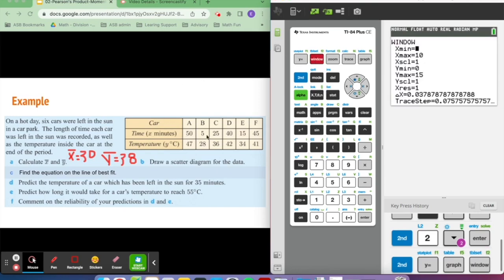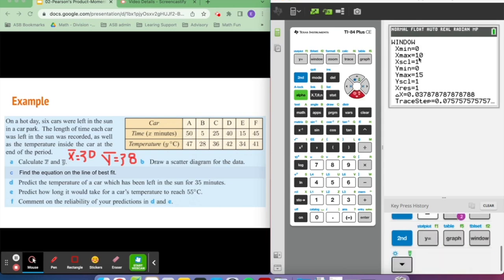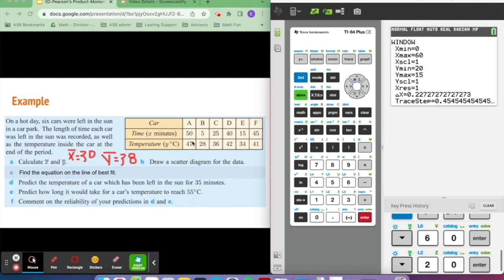Let's look at our x values. My smallest x seems to be 5, and my biggest x seems to be 50. So 0 is appropriate for the minimum, but I need to make the maximum something bigger than 50, so let's say 60. Next, let's look at our y values. Smallest value seems to be 28, so maybe I'm going to want to use 20 for my minimum. And my biggest value seems to be 47, so maybe I want to use 50 here.